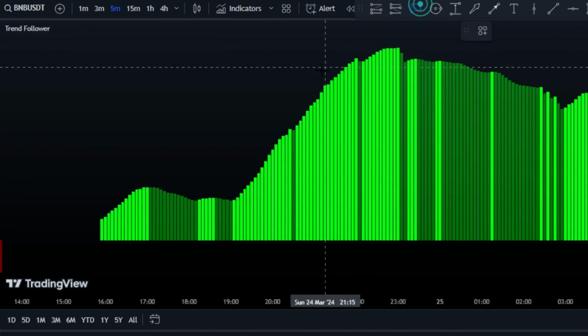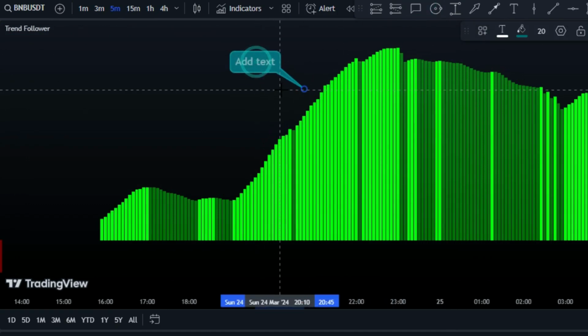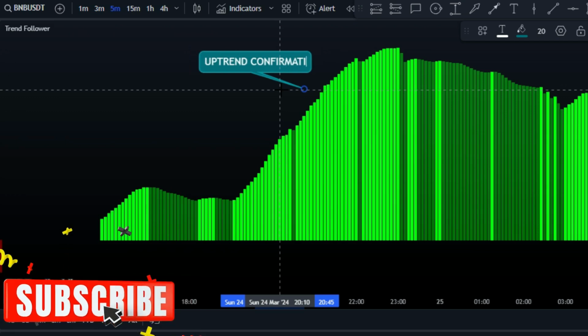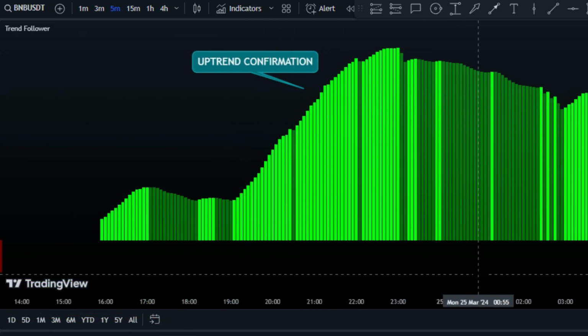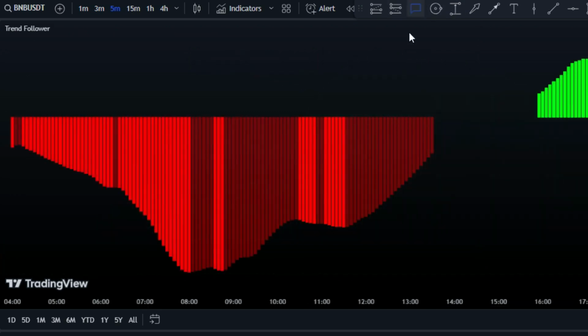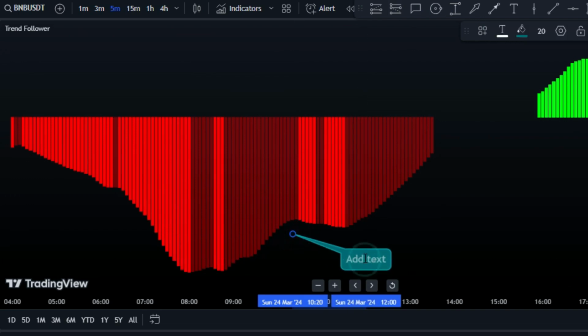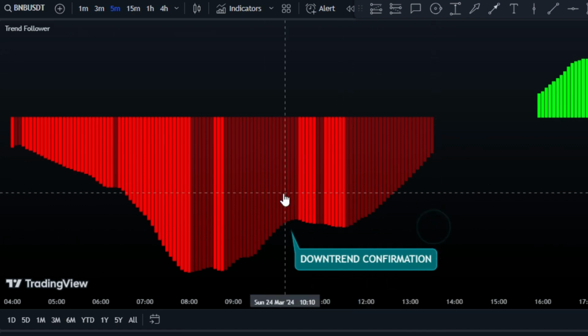Let's talk about the Trend Follower indicator we just added. This handy oscillator displays a histogram, making it easy to interpret market momentum at a glance. When the histogram is green, it signals that the market momentum is increasing, indicating a possible uptrend. On the other hand, if the histogram is red, it suggests that the market momentum is slowing down, potentially pointing to a downtrend.